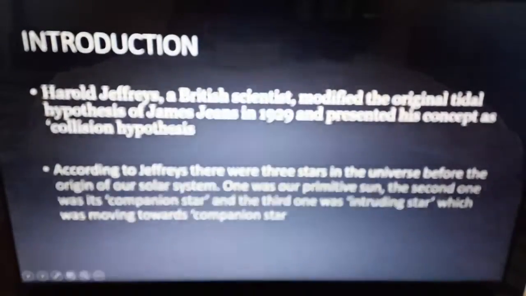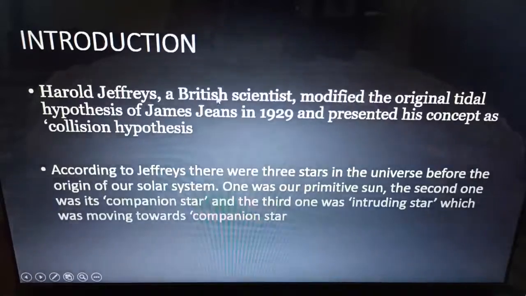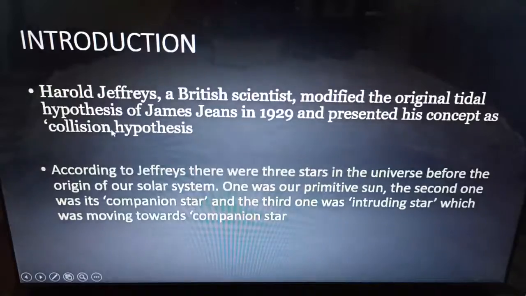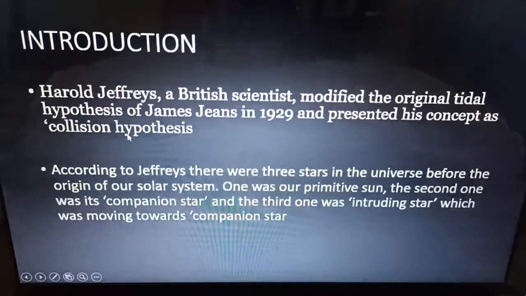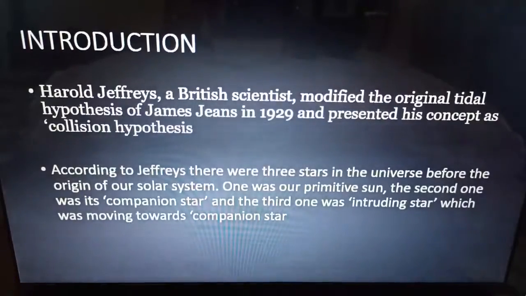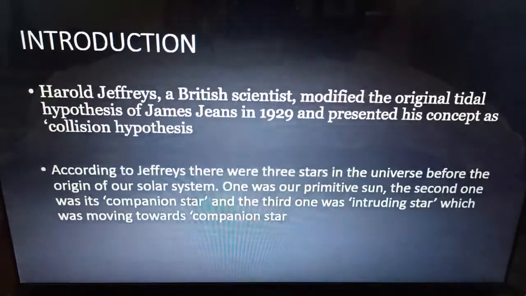So, Harold Jeffrey was a British scientist who modified the original tidal hypothesis of James Jeans in 1929 and presented his concept as the collision hypothesis. The tidal hypothesis given by James Jeans explained the origin of the solar system, and along with that he also mentioned the time and the shape and the size of the planets. But in spite of that, there are some drawbacks in his hypothesis.